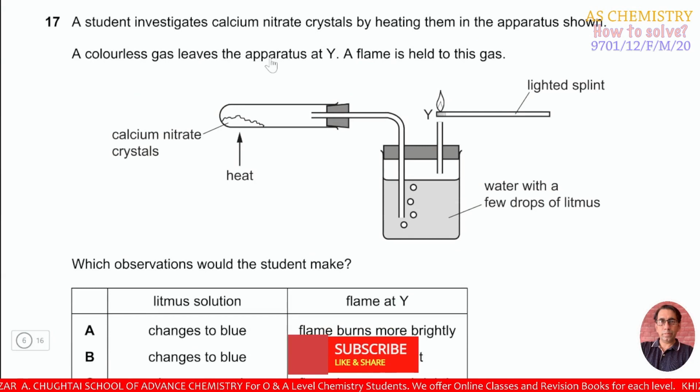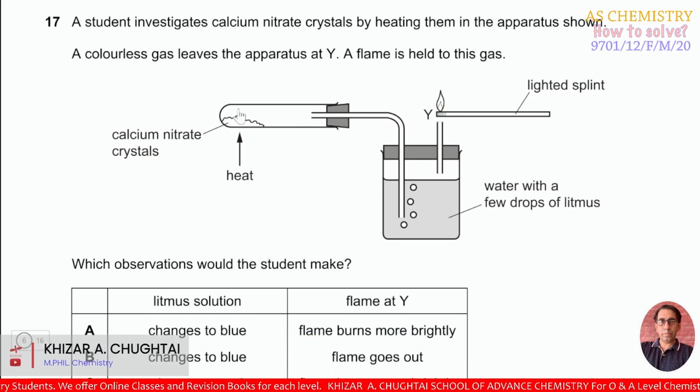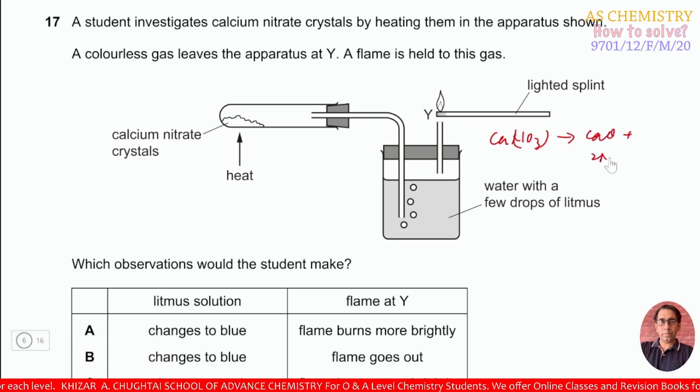Question number 17. A student investigates calcium nitrate crystals by heating them in the apparatus shown. A colorless gas leaves the apparatus at Y. A flame is held to this gas. So here is the decomposition of calcium nitrate. Calcium nitrate upon heating gives calcium oxide plus 2 moles of nitrogen dioxide and half a mole of oxygen, right? So this gas must be oxygen. Water with a few drops of litmus, and you know NO2 is water soluble. It will remain inside the water and it is an acidic gas. So which option is correct?